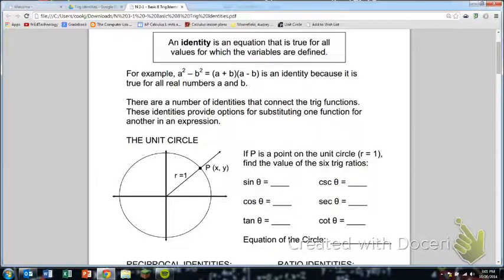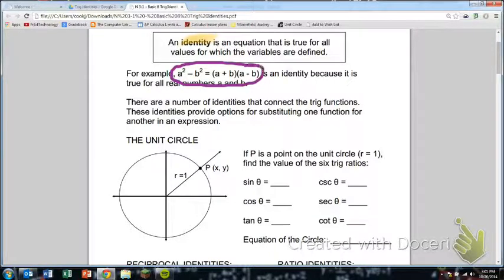Okay, so today we're going to start talking about what are called trigonometric identities or trig identities. And the word identity just in math means an equation that's true for all the values for which the variable is defined. So it's just an equation where both sides of the equation will always be equal no matter what you plug in for the variable.